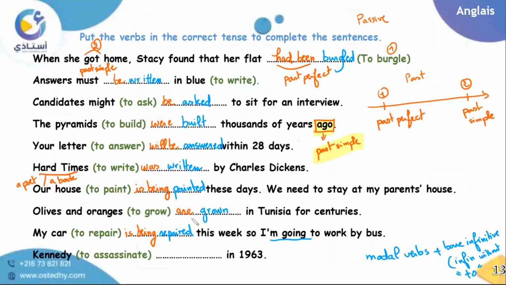Kennedy assassinate in 1963. So this happened in 1963. You have a date here of the past. So it's the past simple, right? You need to put the verb to be in the past simple. Kennedy was assassinated.